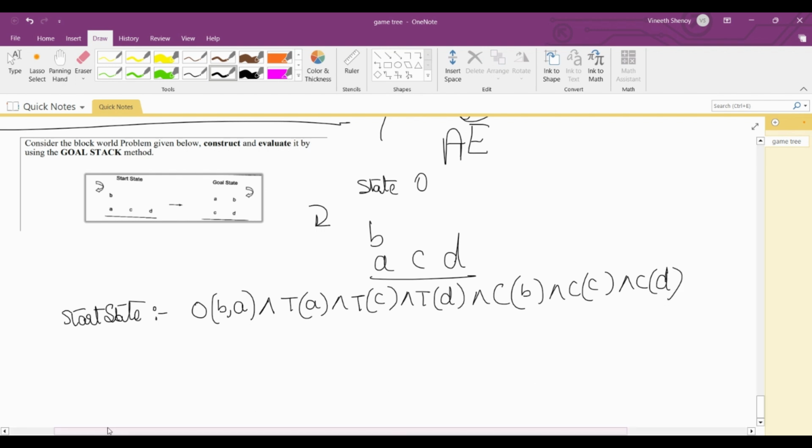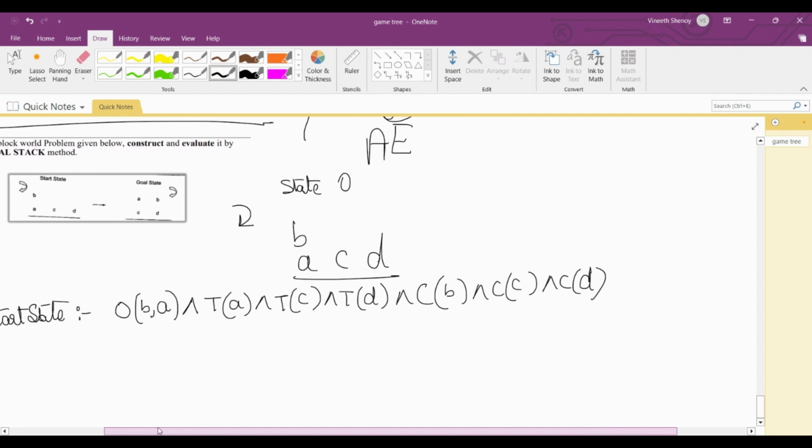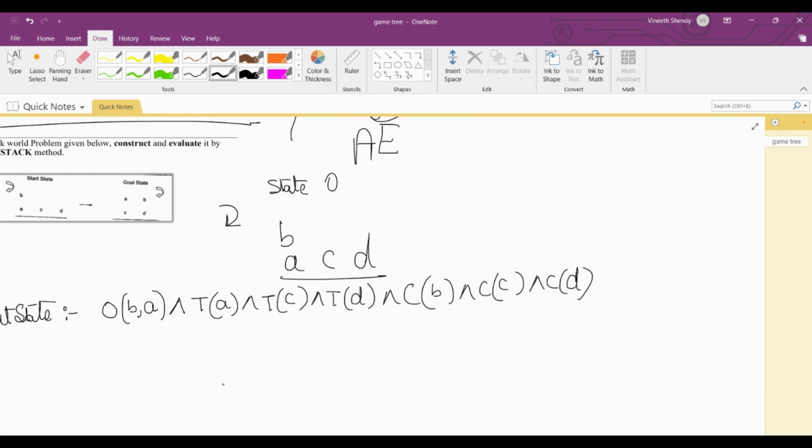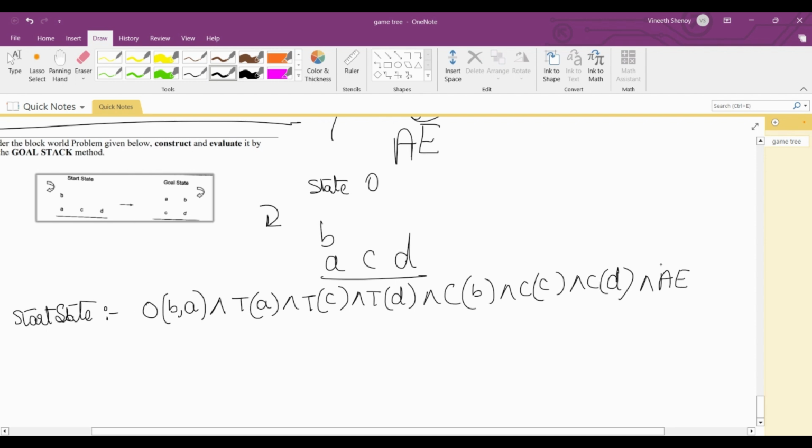Then what is left? We are done with on table, clear. Then we have holding. The arm is empty. It's not holding anything. So obviously you can write arm empty. Whenever there's a holding, there's no arm empty, and whenever there's arm empty, there's nothing holding. So it's vice versa. The arm is empty, so we write AE. If it's holding, we write H of something. So this is the start state in terms of the formula. What is our goal state?